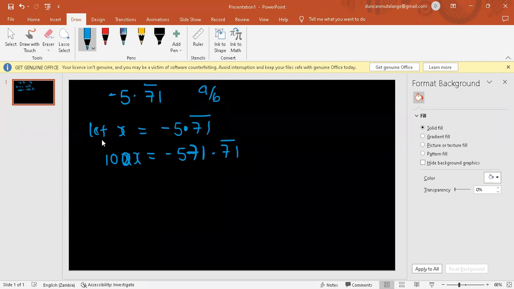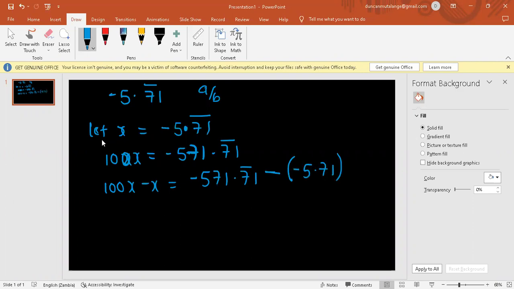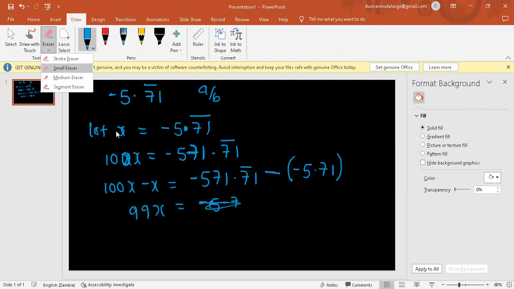So we're going to have 100x minus x is equal to this minus this. So we're going to have minus 571.71. Then we're going to say minus. Now, here you have to be careful. So it's minus, right? Then you open bracket minus 5.71, like this. Then obviously this is just going to give us 99x is equal to, so negative 5. Let me just erase this.